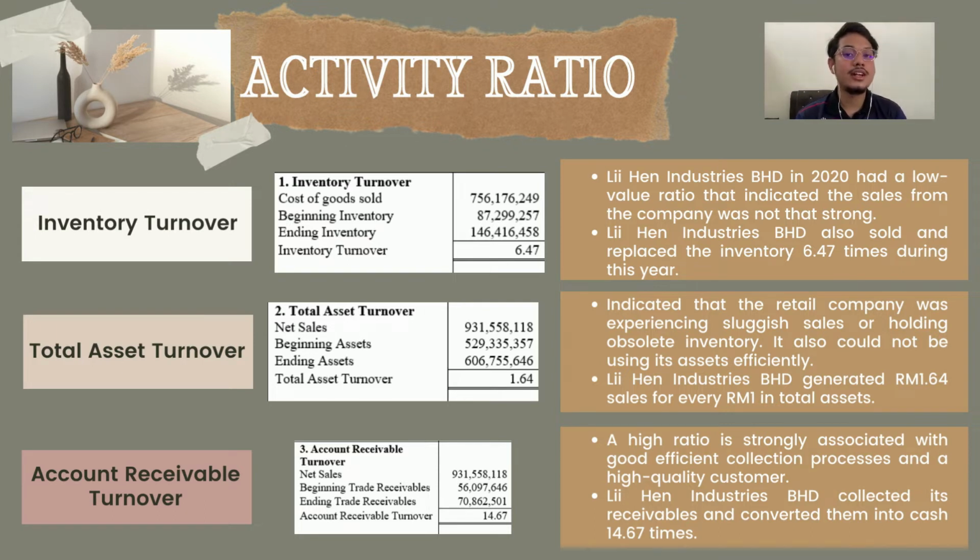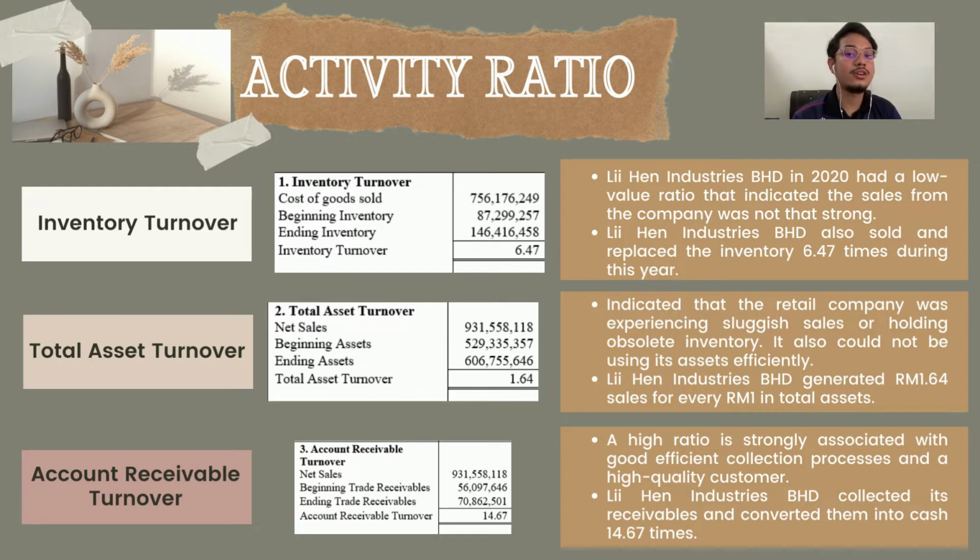Second is total assets turnover. The ratio for the year 2020 is RM 1.64. Generally, a higher ratio is favorable because it implies LIQUIDITY is efficient in generating its net sales from its total assets. In conclusion, the results show LIQUIDITY generates RM 1.64 sales for every 1 ringgit in total assets.